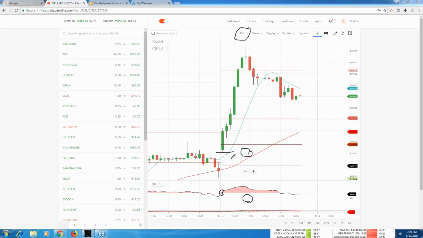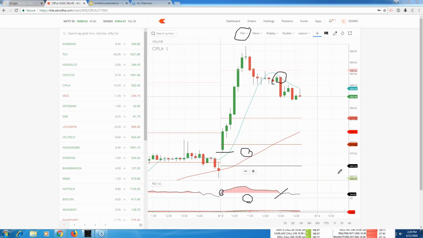There are various ways to take entry into a particular stock. And where is your exit? Right here, like you can see here, this point is your exit. This big candle is your exit. Why? Because this is where the RSI has gone below 60.